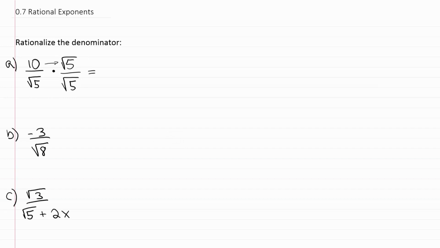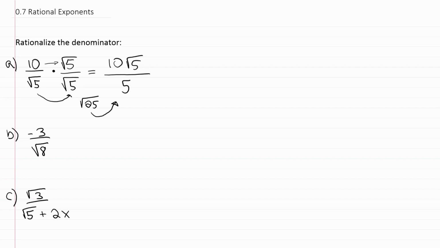Now from there, to see what the result of doing this is going to be, we're going to do 10 times the square root of 5. That's going to give you, of course, 10 square roots of 5. And then in the denominator, we're simply going to get 5 as our answer. And the reason why this happens is because whenever you multiply a square root by itself, the insides get multiplied, right? And you'll end up with the square root of 25, right? Because 5 times 5 is 25. And then you know the square root of 25 is just 5.